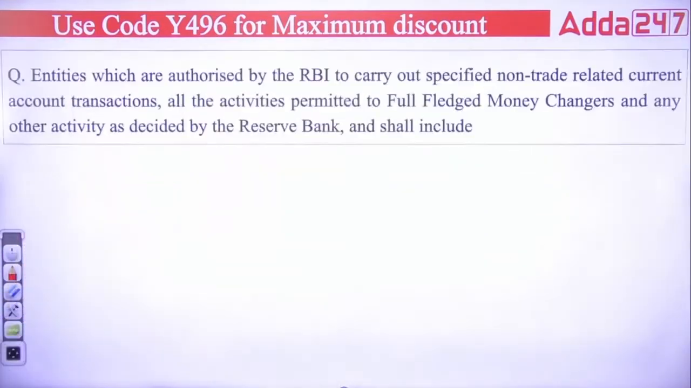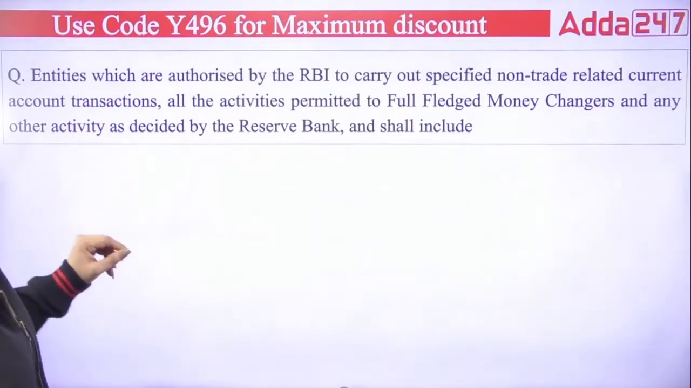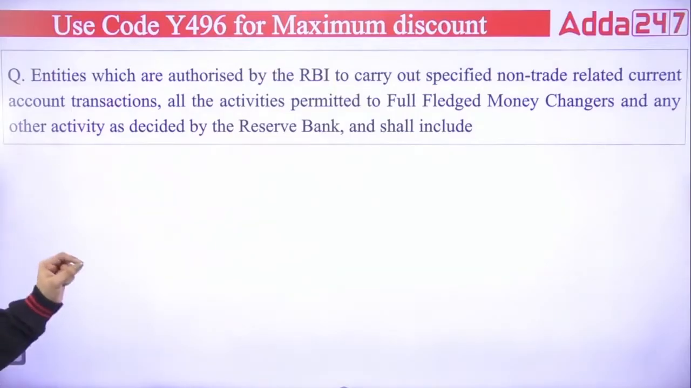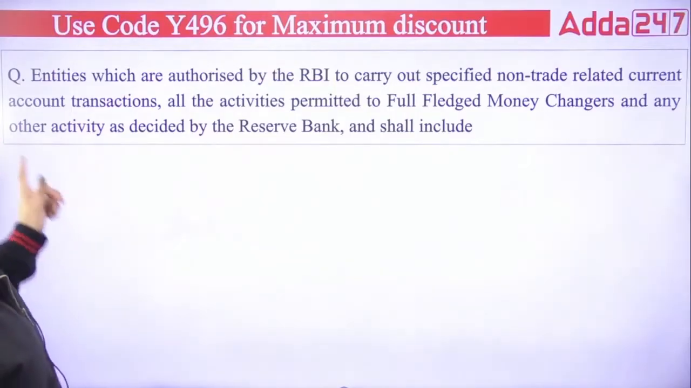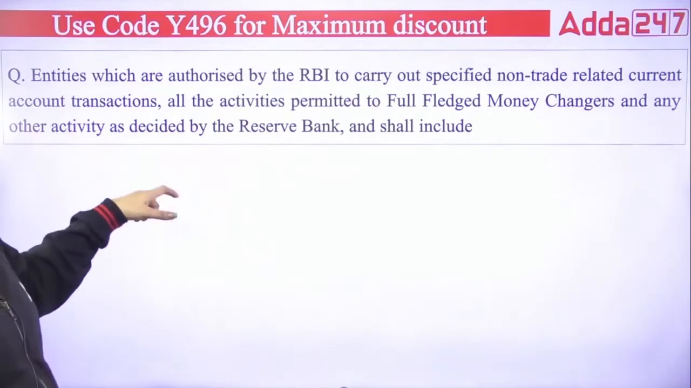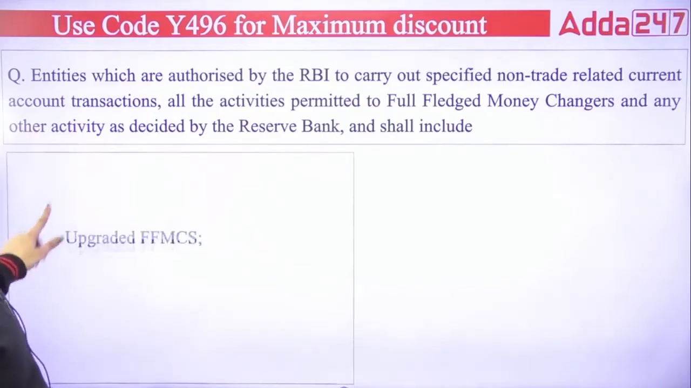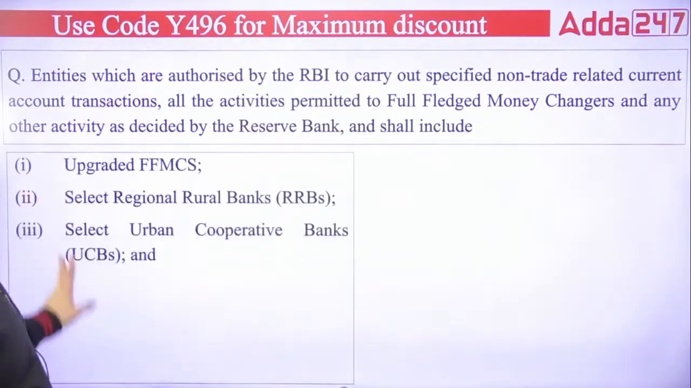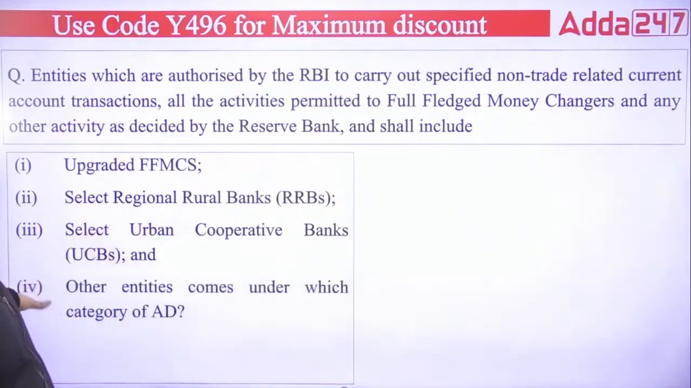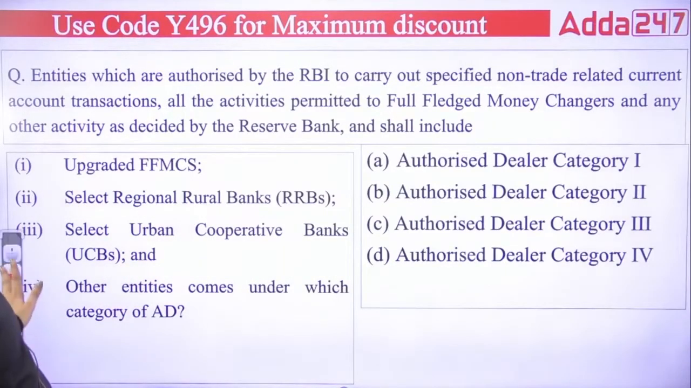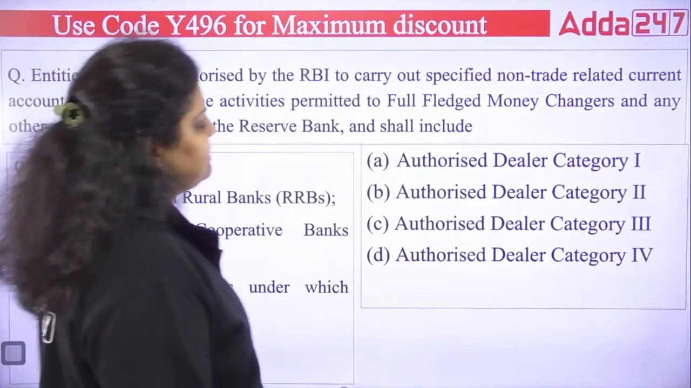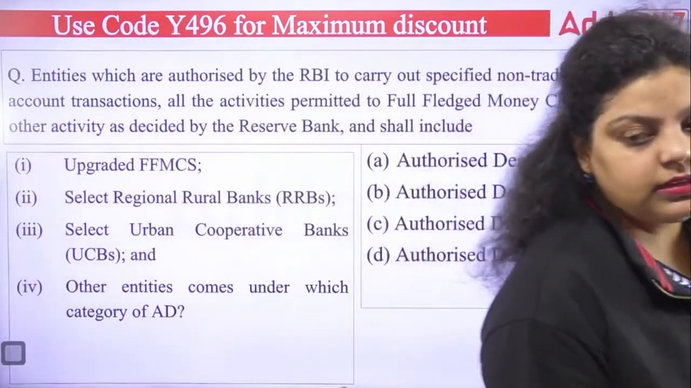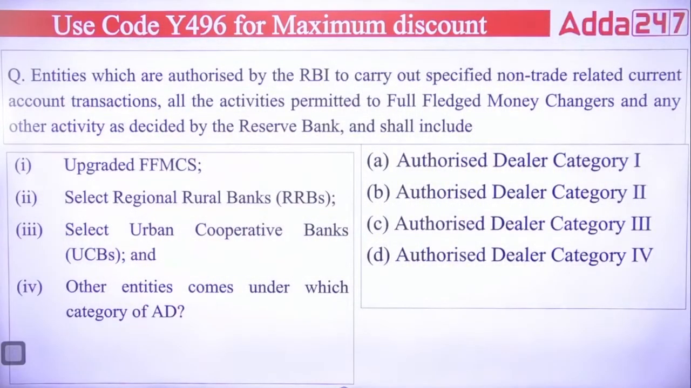Remember both the amounts. Entities which are authorized by RBI to carry out specified non-trade related current account transactions, all the activities permitted to full-fledged money changers and any other activities as decided by the Reserve Bank, shall include upgraded FFMCs, select regional rural banks, select urban cooperative banks, and other entities that come under the category of authorized dealer. Now let me know: authorized dealer category 1, category 2, category 3 or category 4. Which of the following is correct?